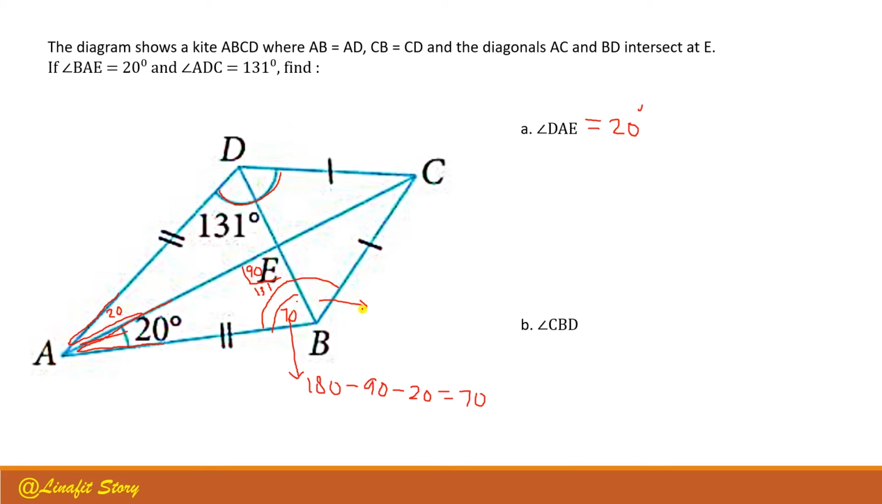To get angle DBC, it is equal to 131 minus 70, which is equal to 61 degrees. So angle CBD is equal to 61 degrees.